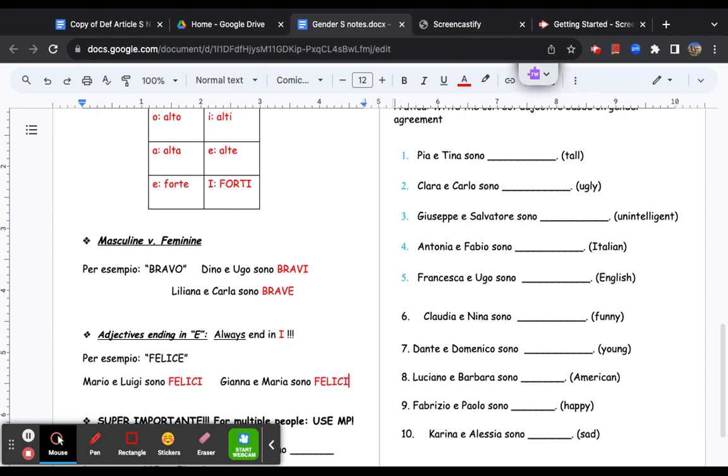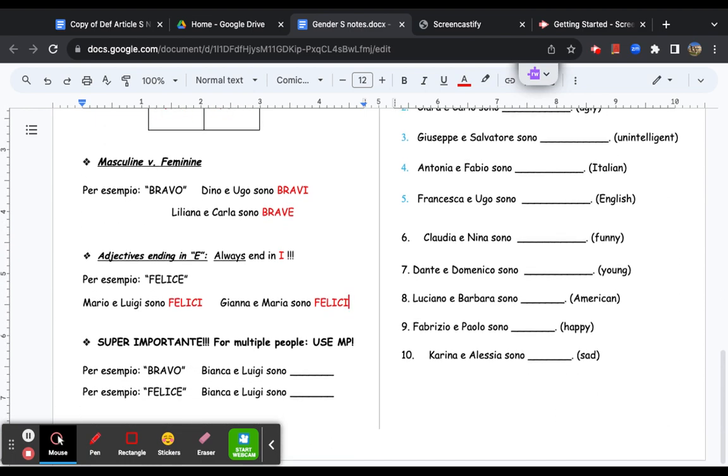Now, even here, if we're talking about a male and a female, again, Mario e Gianna sono felici. It always has to be felici. There's only one way to make it plural. Now, super importante for people, for multiple people, mixed genders, it's always going to be masculine plural, always.